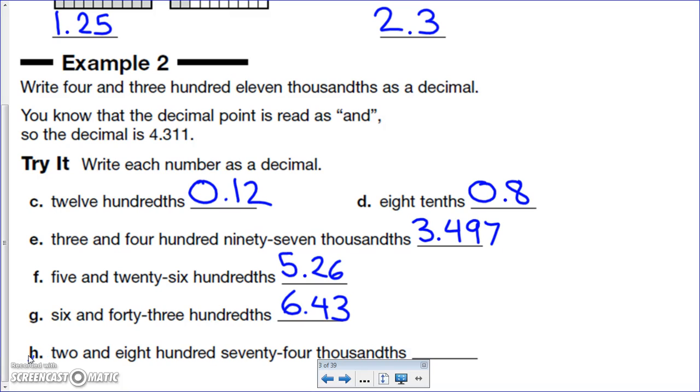Finally, for H, we have 2 and 874 thousandths. So there, 2 is our whole number, our and represents our decimal, and then we have 874 thousandths.